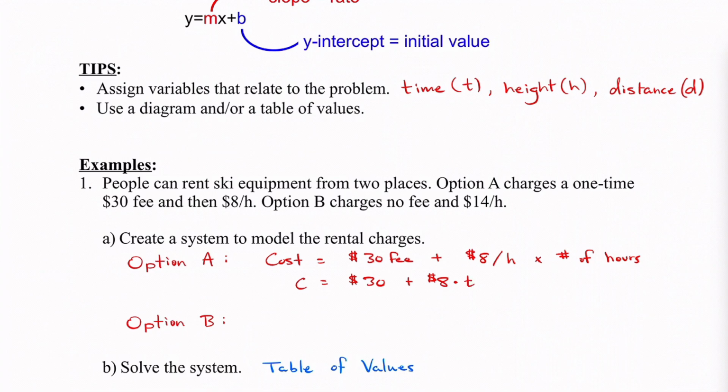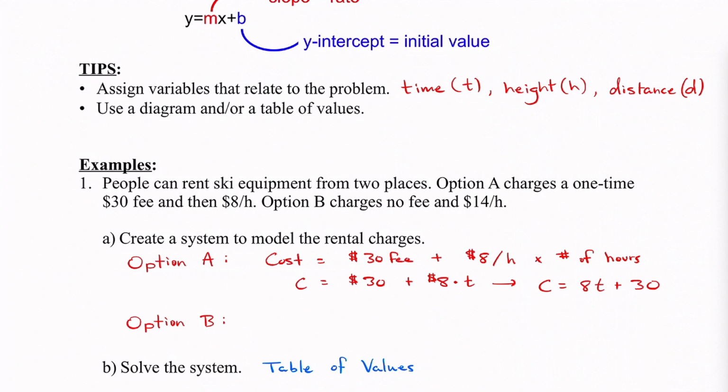It's going to represent my time, the number of hours that have occurred. So I'm just going to rewrite this a little bit neater. I'm going to write C equals, and I'm actually going to put this part here first. So 8 times T, that's just 8T, and then I had the 30, so I get plus 30. So that would be my equation for option A.